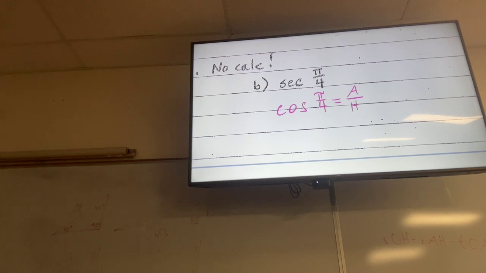Wait, 1. I have a question. How do you know which one it is, because there are two pi over 4s? It doesn't matter. You could use this other pi over 4. It's the same length, 1. Sorry, I gotta get new markers, guys. That's on me.